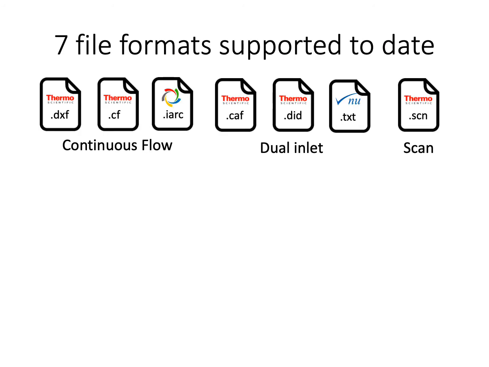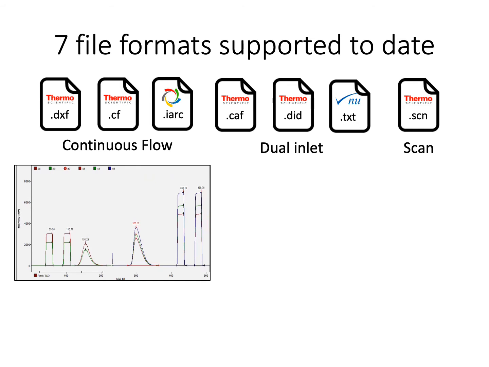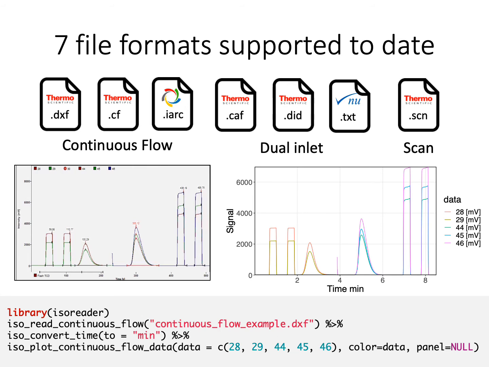At present, isoreader supports 7 file formats across continuous flow, dual inlet, and scan files from 3 different vendors, including Thermo, Elementor, and Nu. On the left, you can see an example of a screenshot from the isodat software that runs Thermo instruments. And then the equivalent on the right, produced in 3 lines of code from the original raw data file recorded by the software from the mass spec.